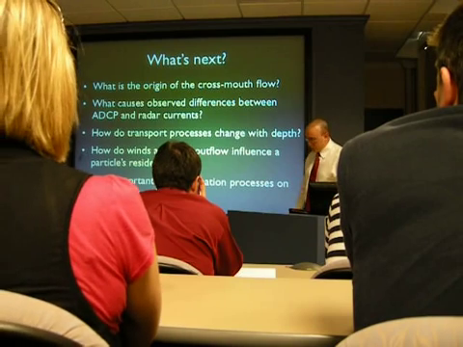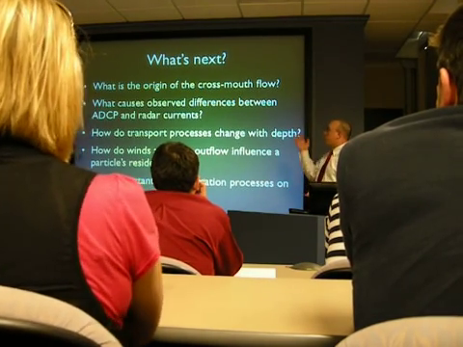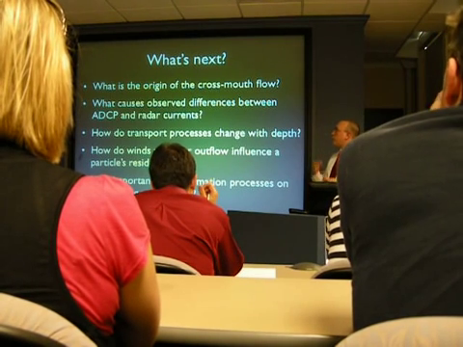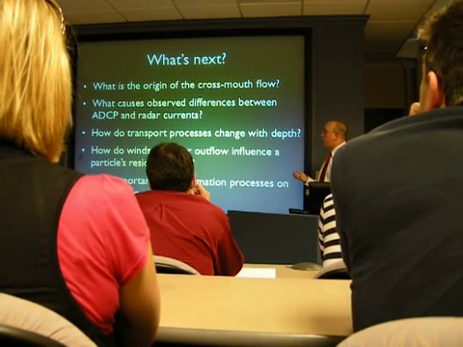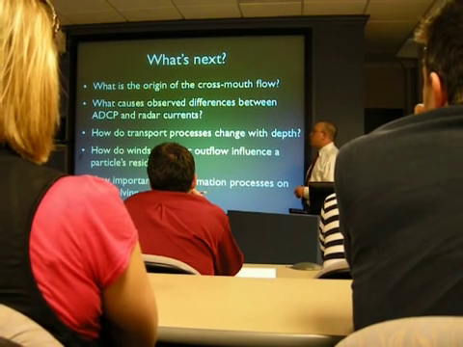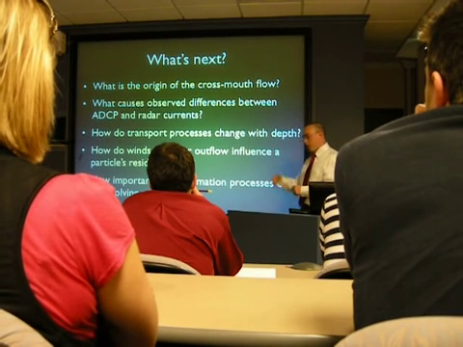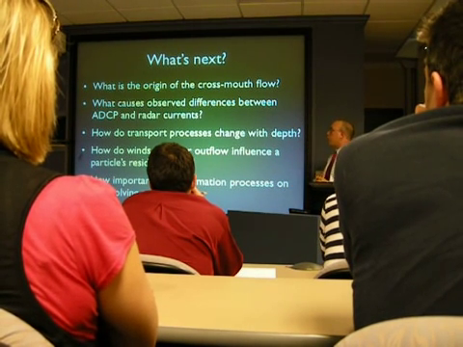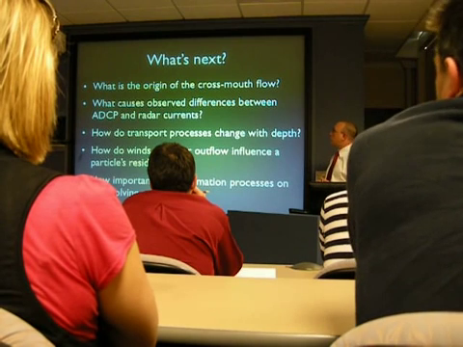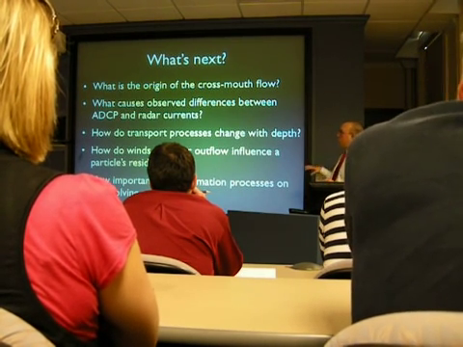So what's next? What could be done? What else could be done? Well, again, I mentioned that before. We'd like to know what the origin of this cross-mouth flow is. There could be some interesting things. Maybe it's tidal rectification. Maybe it's this non-local advection I mentioned. We're not sure. So, what causes the differences between ADCP and radar currents?